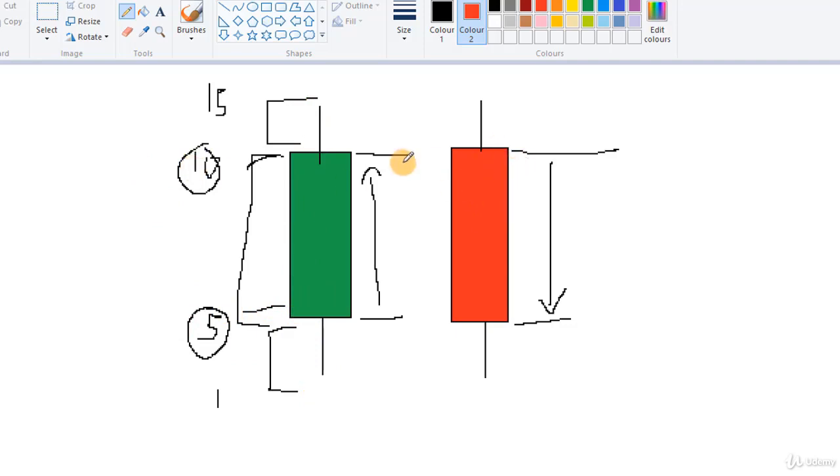If we do the same thing with the red candle, it'll mean that the market opened at $10 because it is a red candle, and it may have gone up to this $15 at this wick here. It may have even fallen down to $1 with this wick, but ultimately the candle closed at $5. So that is what the red candle means.